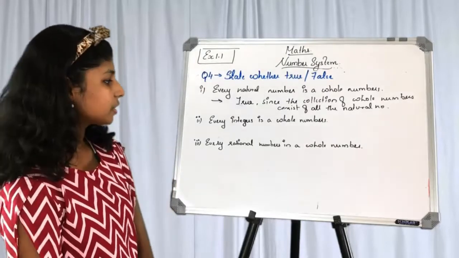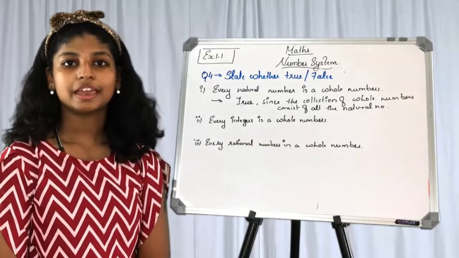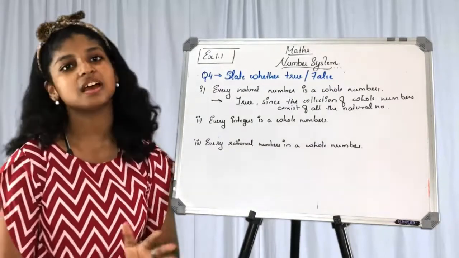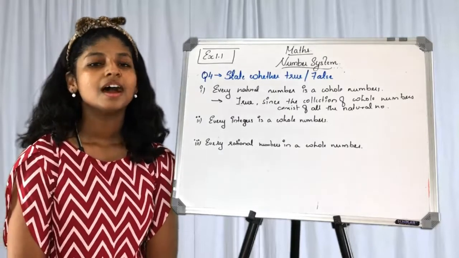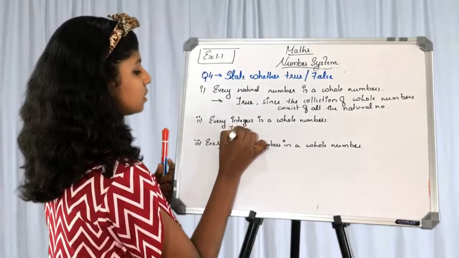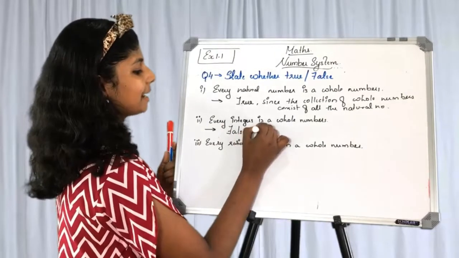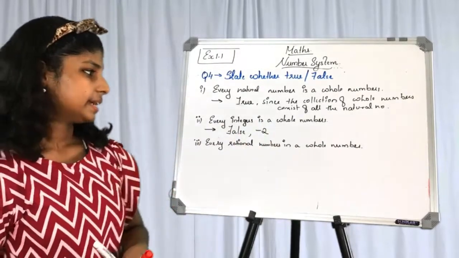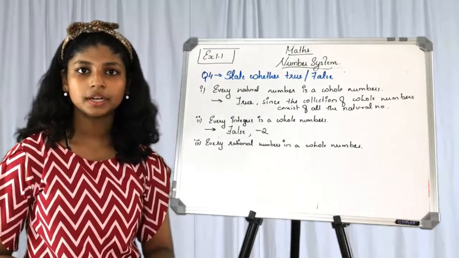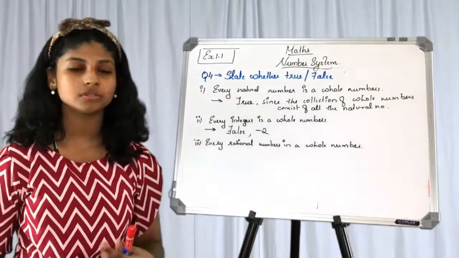The second statement is: every integer is a whole number. Is every integer a whole number? No, not at all. So this statement is false. For example, let's take -2. This is an integer, but is it a whole number? No. So the statement is absolutely false.